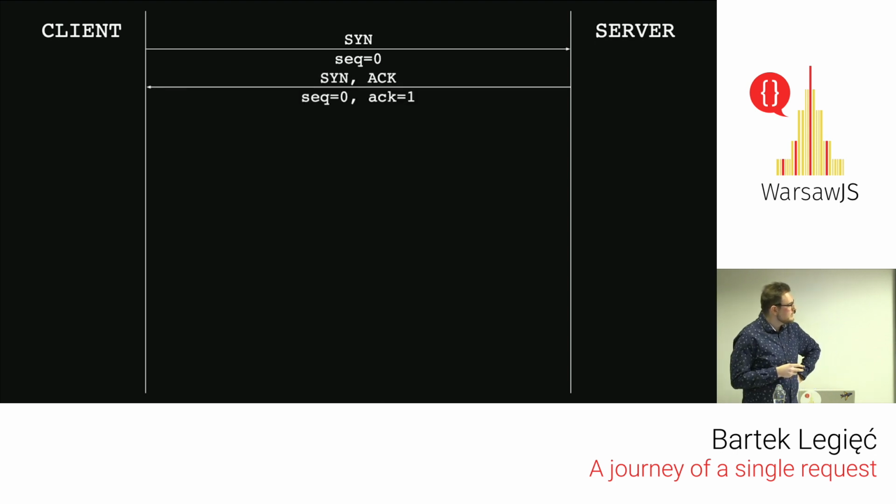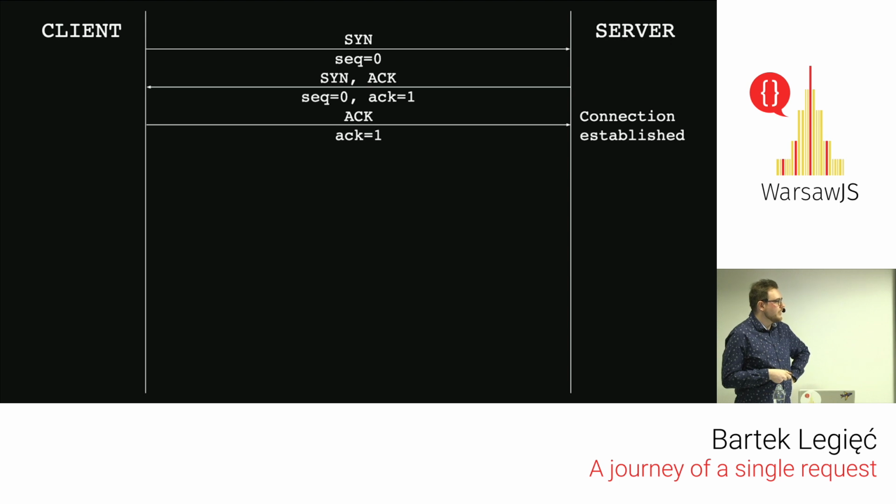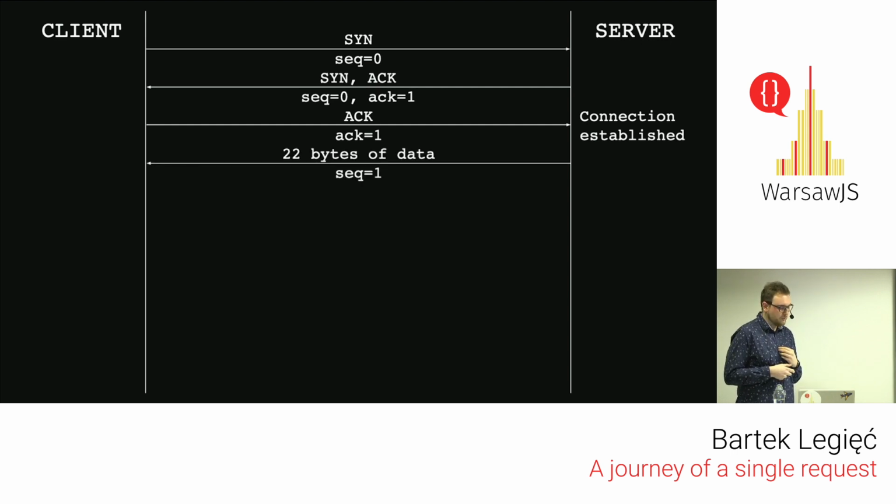So the server says ACK, so acknowledge. So okay, I'm waiting for the first segment in sequence, and also I'm going to send the data from 0 as well. And the client says, cool, I'm going to wait for 1. And here we have the actual connection established, and this is called a three-way TCP handshake.